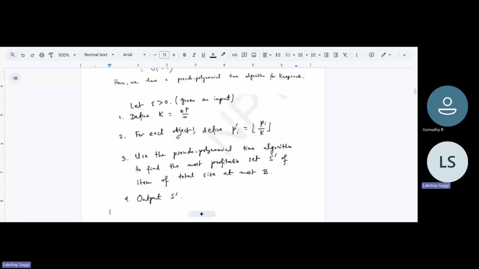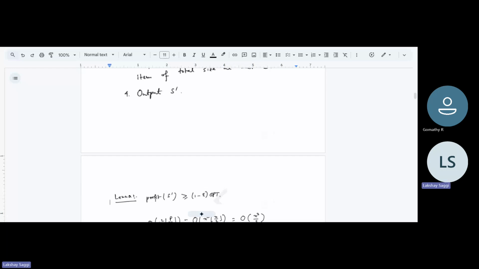So suppose we are given any epsilon greater than 0, and we define k as epsilon p by n. This epsilon p by n will essentially be the bucket interval I was talking about. Now for each object, we define a new price pi prime, which is just the original price divided by k, and we take the greatest integer function over it because we don't want to overshoot the actual price. Then we use the pseudo polynomial time algorithm to find the most profitable set, and we output that set. And it was shown in the lectures.